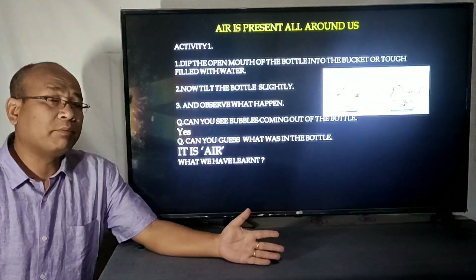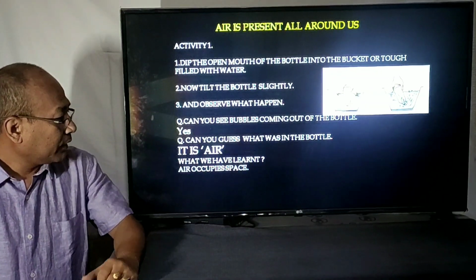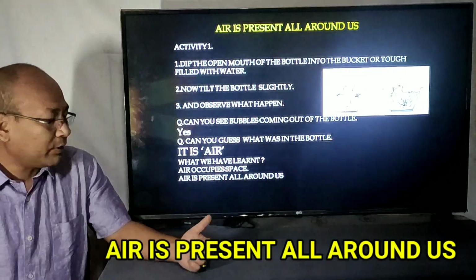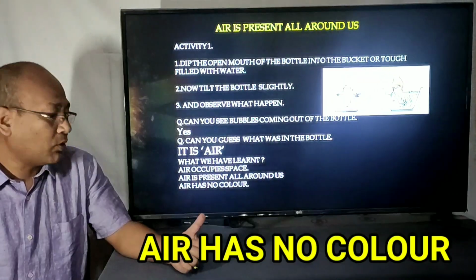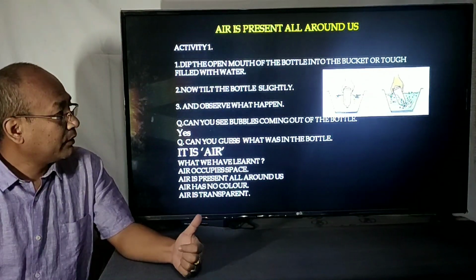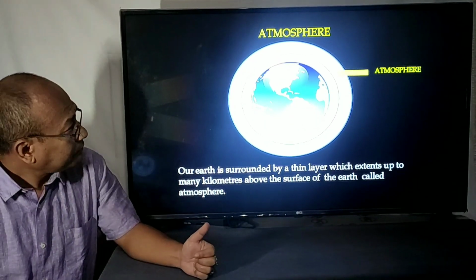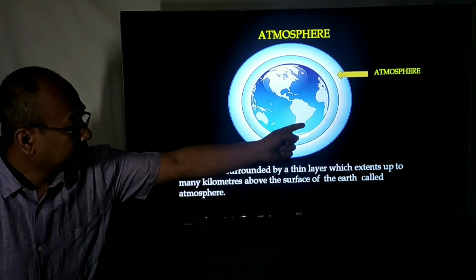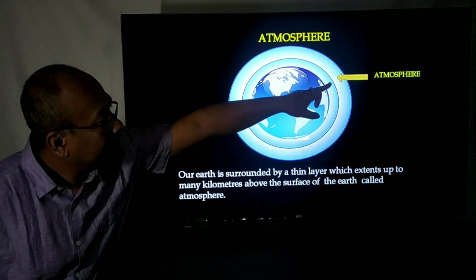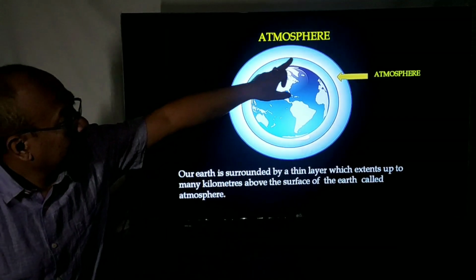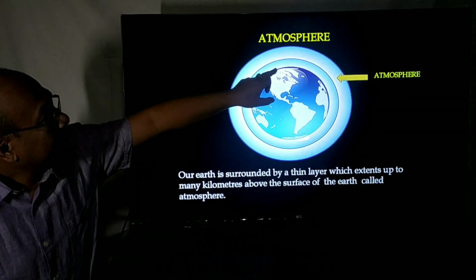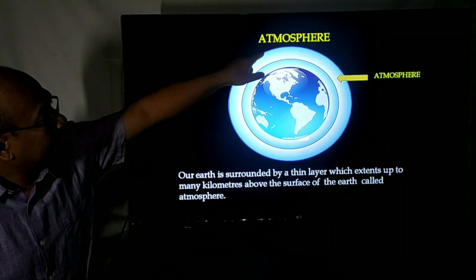So what have we learned from this activity? That air occupies space, air is present all around us, air has no color, and air is transparent. Okay? Next, here is the picture of the earth, and the earth is surrounded by a blanket of air, right? Blanket of air.